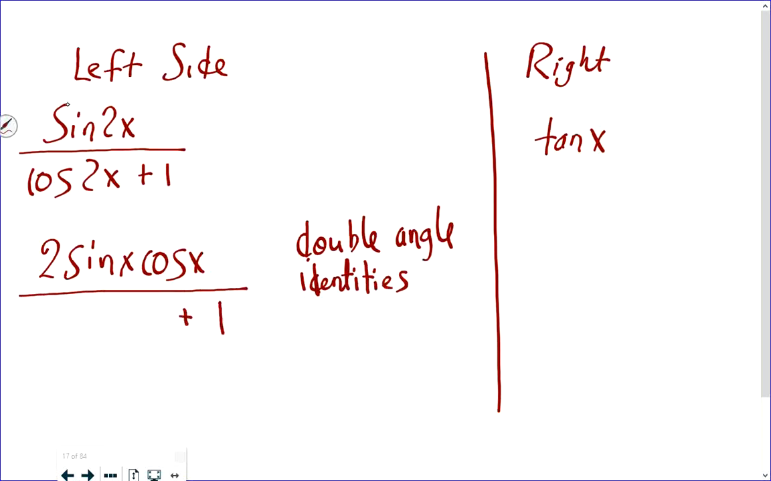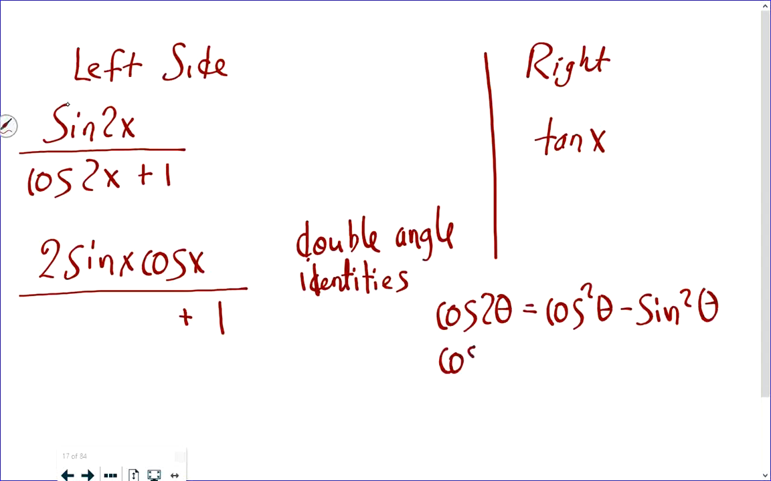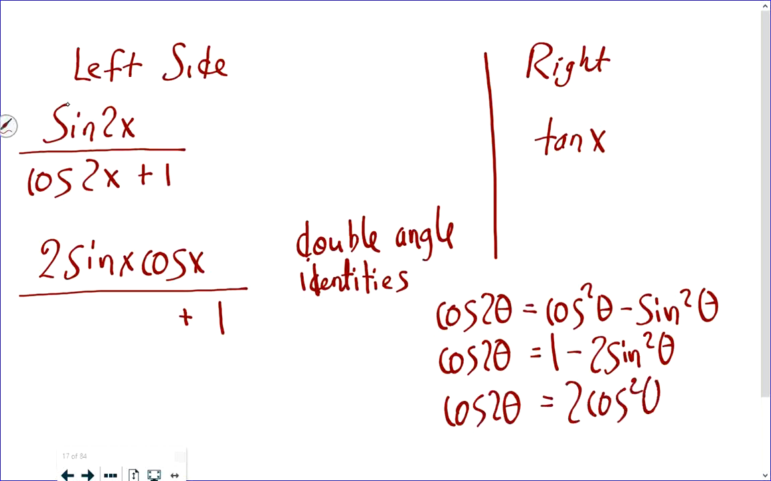So now, I'm going to just, in some space I have up here, write down the 3 double angle identities for cosine of 2x. You don't need to write them down. You should have your formula sheet out and you can see them, but I want to refer to them up here. Cosine of 2 theta equals cos squared of theta minus sine squared of theta. Cos of 2 theta equals 1 minus 2 sine squared of theta. And cos of 2 theta equals 2 cos squared theta minus 1. Did I get them correct?